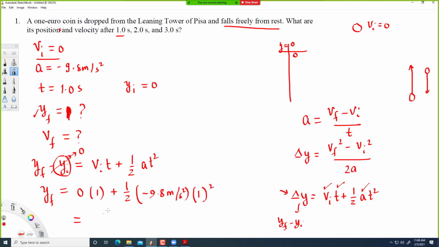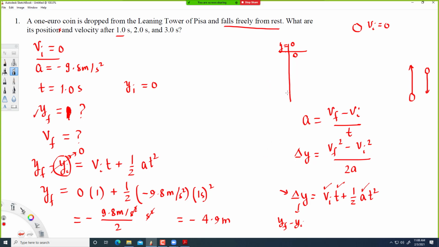Okay, so we have negative 9.8 meters per second squared over 2, and you have second here, so this would be second squared. So second squared and second squared would cancel. So that's 9.8 over 2, which is 4.9. Okay, 4.9 meters.